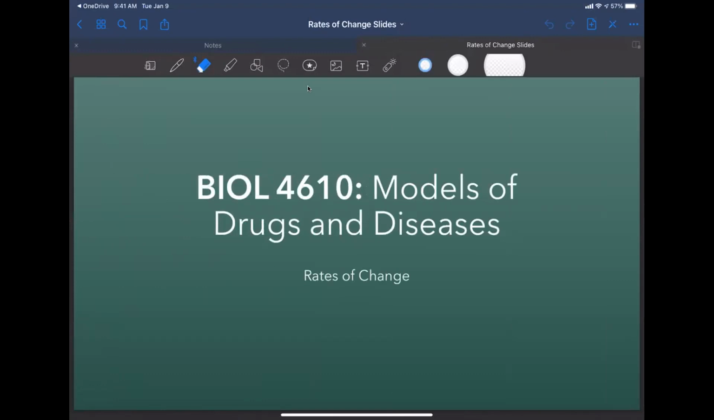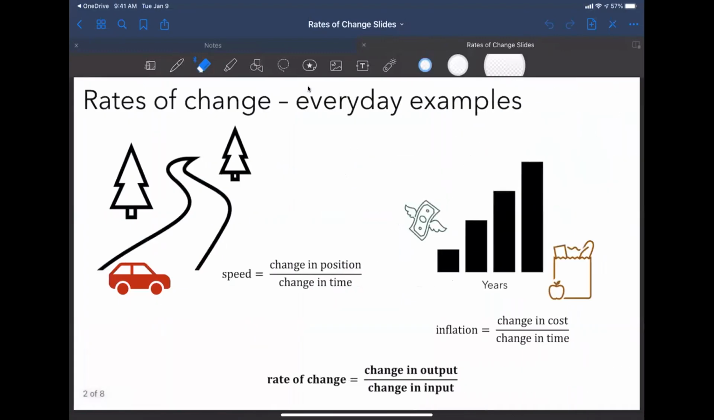Today we're going to be talking about rates of change, and there are examples of rates of change everywhere. The first one that you are most likely to think of is the speed of driving a car. We always think about our speed in miles per hour. Miles is our change in position, and hours is the change in time. So if you're going 35 miles per hour, it takes you 1 hour to go 35 miles, or change your position by 35 miles.